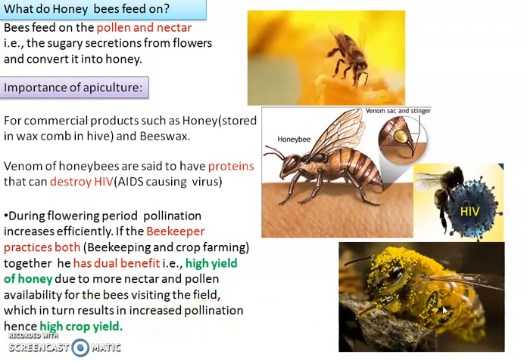When they visit the flowers for pollen or nectar, they get a reward. The plant also gets a reward. These insects bring out pollination. So crop yield increases. More pollination means more crop yield, more fruit production. Okay, so I hope that is clear.